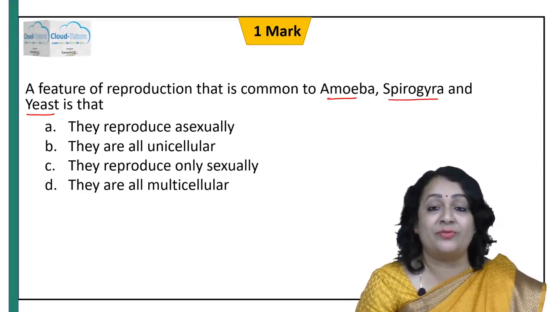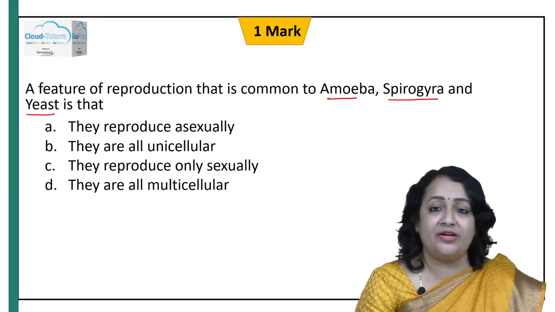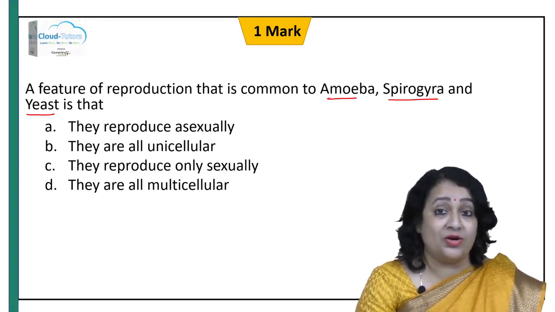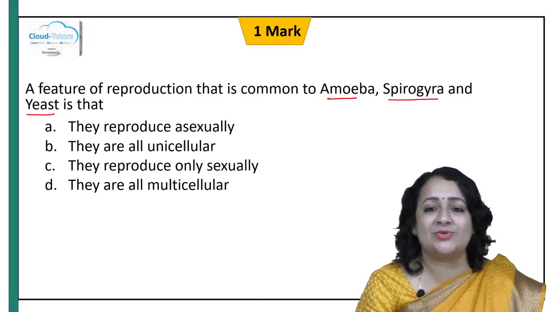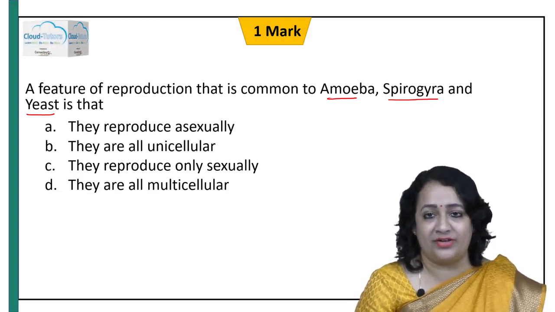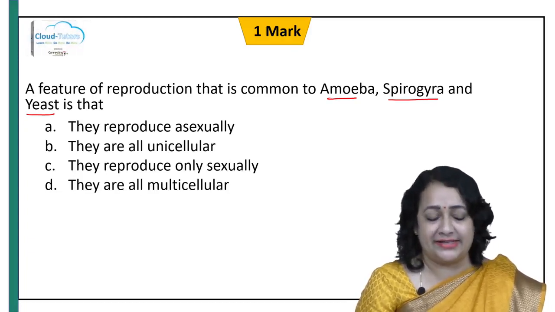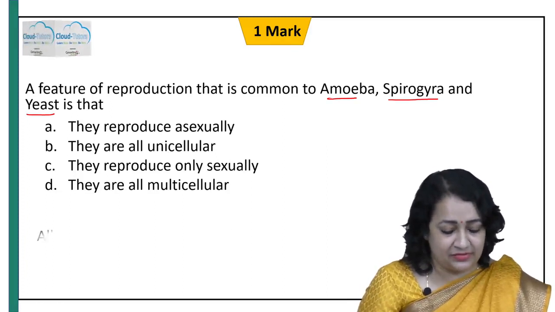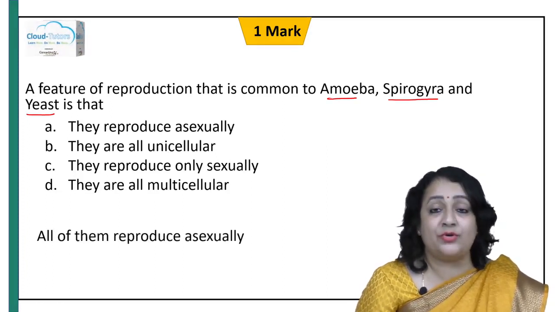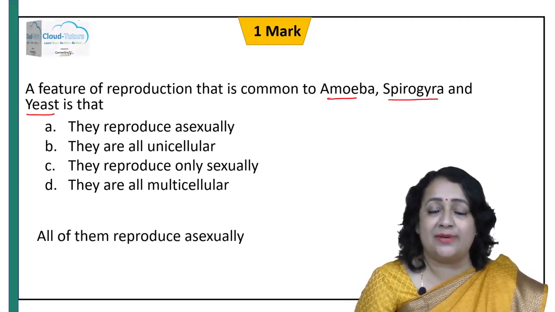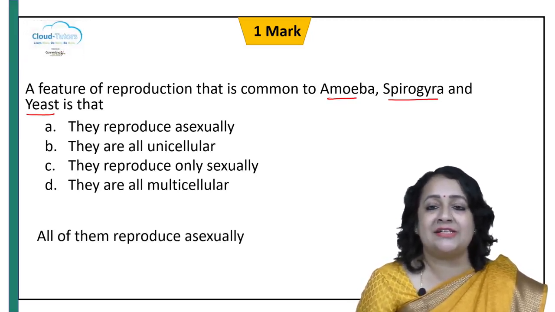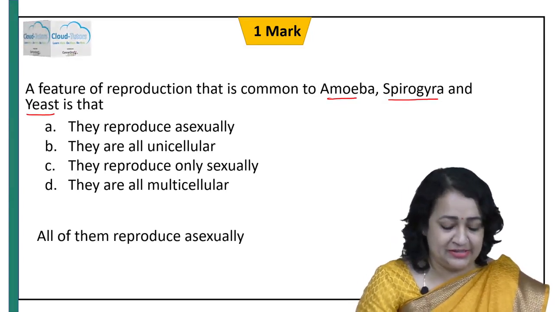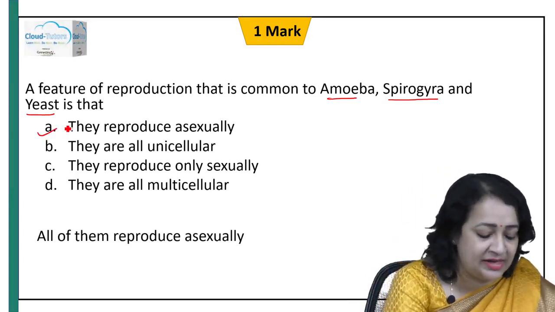So the mode of reproduction is different, right? By different modes they reproduce. But what is common among the 3 is that all 3 are asexual reproduction. There is no male and female gamete involved. There is only one parent here, correct? So the answer for this will be they reproduce asexually, because binary fission, fragmentation and budding, all these are asexual modes of reproduction. So the answer for this question will be A.